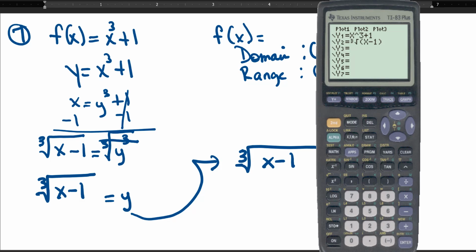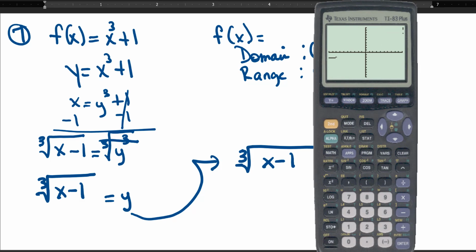And if you notice, it's not highlighted anymore, y sub 1, but y sub 2 I want us to highlight. So press enter. And notice that it's highlighted now. So let's press our graph button and let's look at the graph. Okay, and notice your domain. It goes from negative infinity to positive infinity. And then our range is the same thing. It's going from negative infinity to positive infinity.